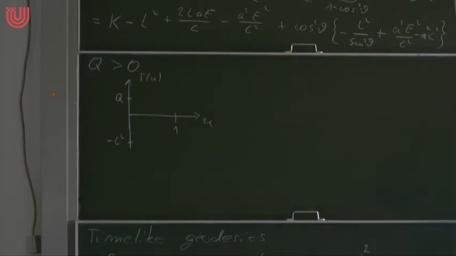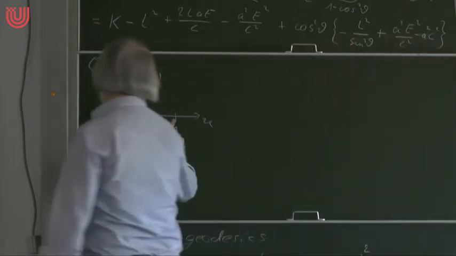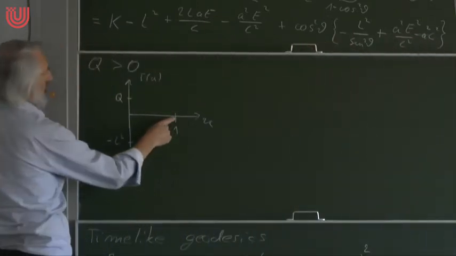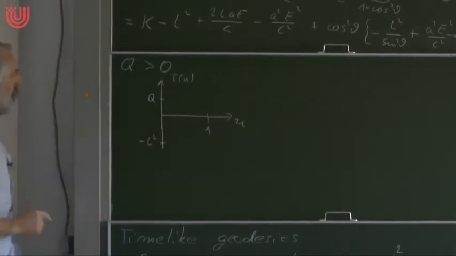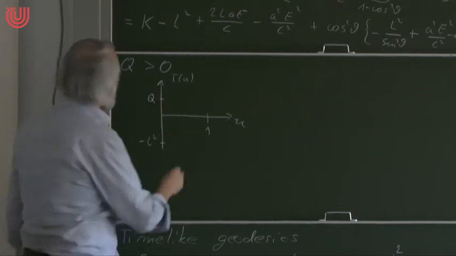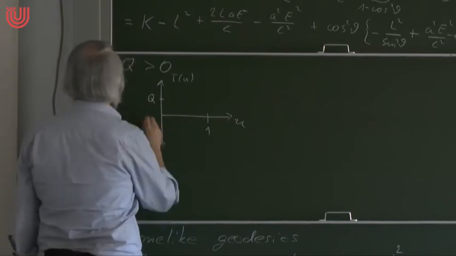Okay, so actually there are two cases. L could be 0. Then it would go through this point. You would see that it could stay above the 0 line everywhere. This would be an orbit. So, okay, let me begin with this case.